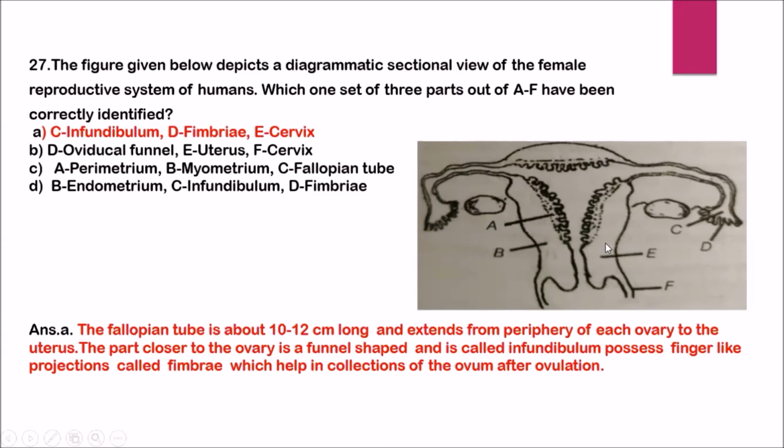The fallopian tube is about 10 to 12 centimeters long, and it extends from the periphery of the ovary to the uterus. The part that is closer to the ovary is funnel shaped and is known as the infundibulum, and it possesses finger-like structures known as fimbriae, which help in collection of the ovum after ovulation. So option A is correct.